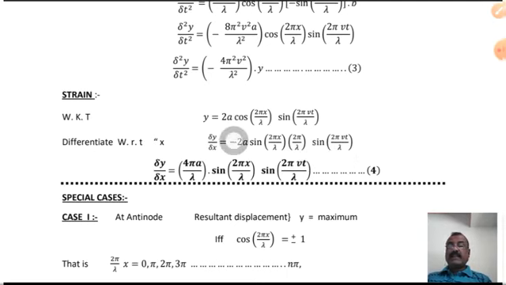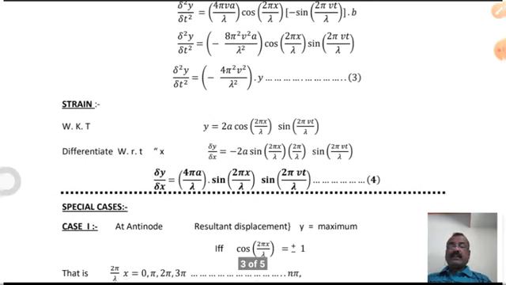If we simplify the equation, we can write delta y by delta x = (4 pi a divided by lambda) sin(2 pi x by lambda) sin(2 pi Vt by lambda). This is the expression for the strain. Here delta y by delta x, x explains the position, and t explains the time at that instant of time t.